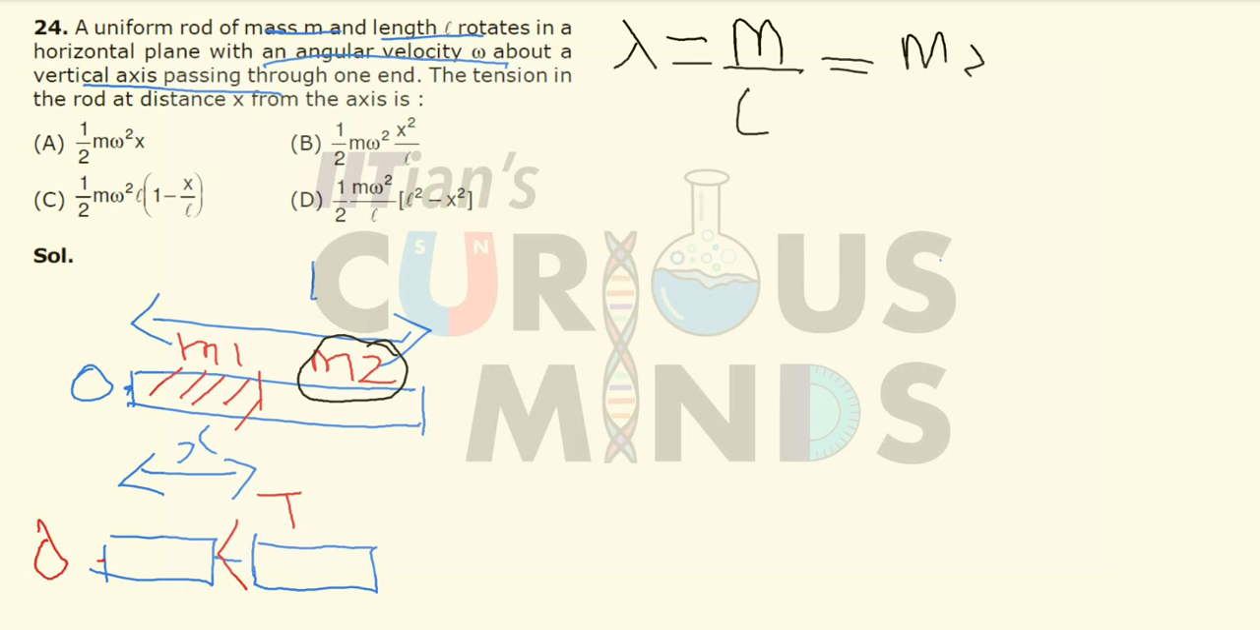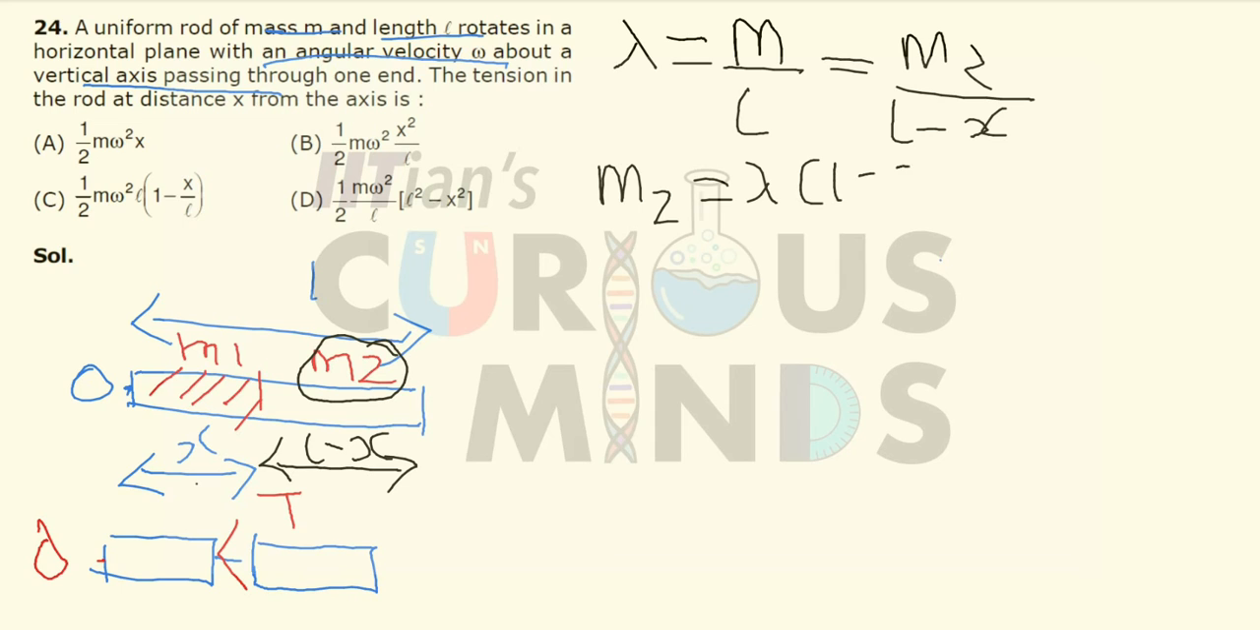Now here, if this distance is x, this distance will be equal to L minus x. So this is the mass of the rod. Now m2 can be written as lambda into L minus x. This is the mass of the rod on the right hand side, which is m2 is equal to lambda into L minus x.